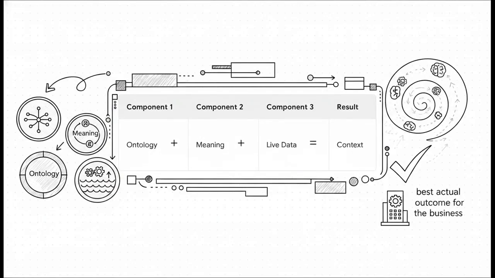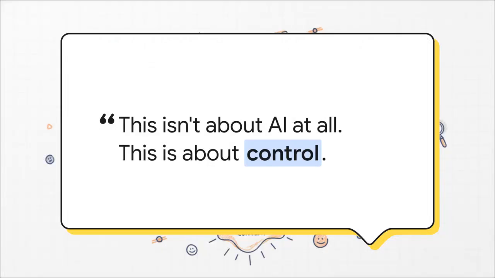Which leads us to the ultimate equation for systems architects. Ontology plus meaning plus live data equals context. This right here is the mathematical combination required to give AI true agentic capabilities. Together, this formula determines the best actual outcome for the business, not just the fastest outcome on paper. And the best part? Over time, as choices are made, this context layer actually improves and learns what matters most to your specific systems.